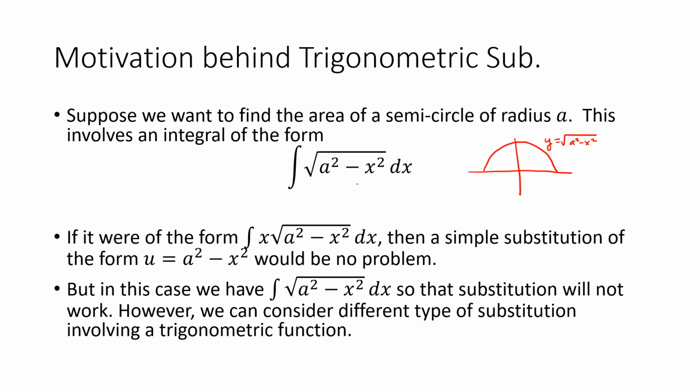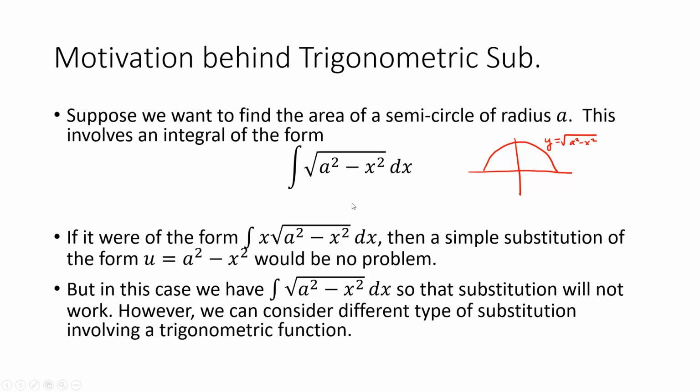Okay, so now this maybe gives us some challenges. For instance, if it were of the form x times the square root of a squared minus x squared, then a normal substitution of the form u equals a squared minus x squared would work fine. The problem is, in this case, if we tried that same substitution here, it wouldn't work because the derivative of a squared minus x squared is negative 2x, which doesn't allow us to completely substitute the x variable. Well, we would have some x's left over.